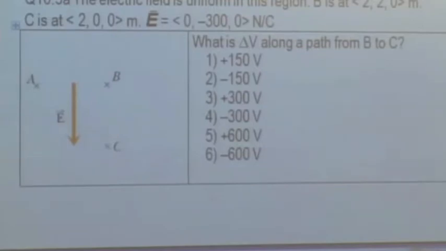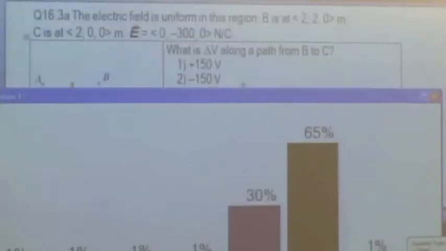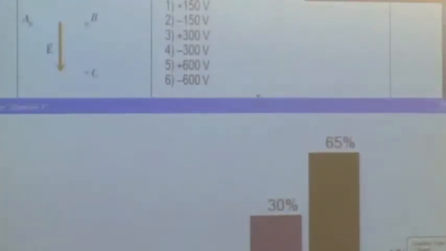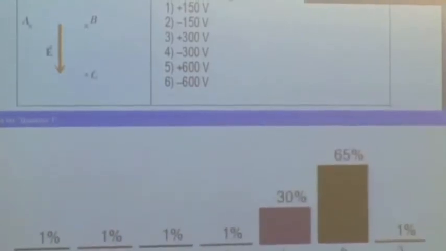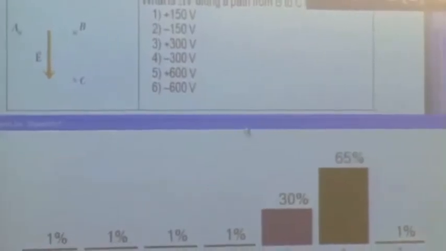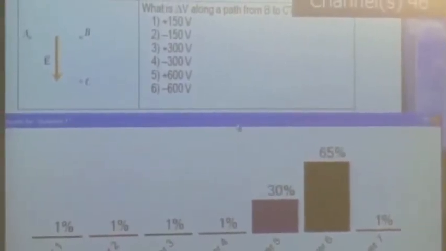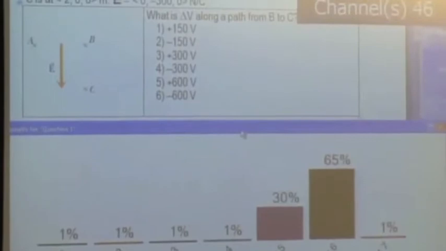So using this relationship between the electric field and the change in potential, what is delta V along a path that goes from B to C? Okay, so 65% says positive something and 30% say negative something. Signs are going to be really, really important here, and we'll say a little bit more about this as we go along. But it's really important to get the signs correct. And so let's work out what the path should be and what the sign should be.